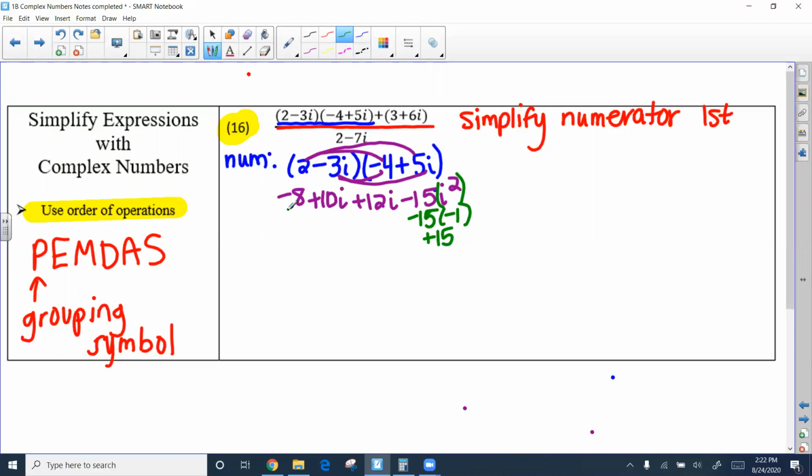And then I can combine the positive 15 with the negative 8. I can combine the real parts. So that gives us a 7. And then for the imaginary parts, 10i and 12i gives us plus 22i. Okay. So that's what we have so far when we multiply this together in the numerator.